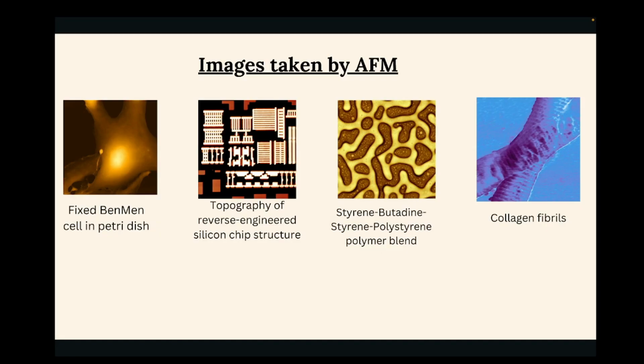What I was telling you earlier is that I would show you images of how it is used in semiconductor devices. Like, see the topography of reverse engineering a silicon chip structure. This is done with only the help of AFM. So this is how the structure is there in the chip. It is generally done with the help of contact mode. The structure of polystyrene and its material properties are done with the help of tapping mode. Collagen fiber is also done with tapping mode. And the fixed Bowman cell petri is done with non-contact mode.